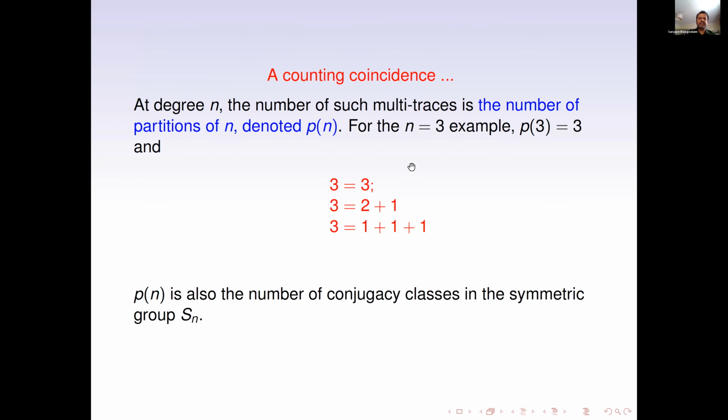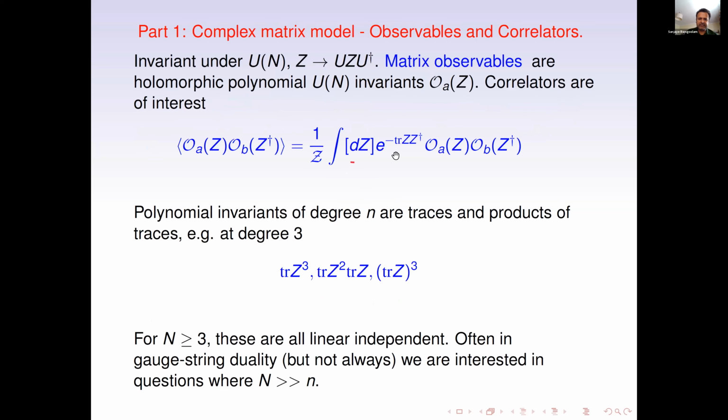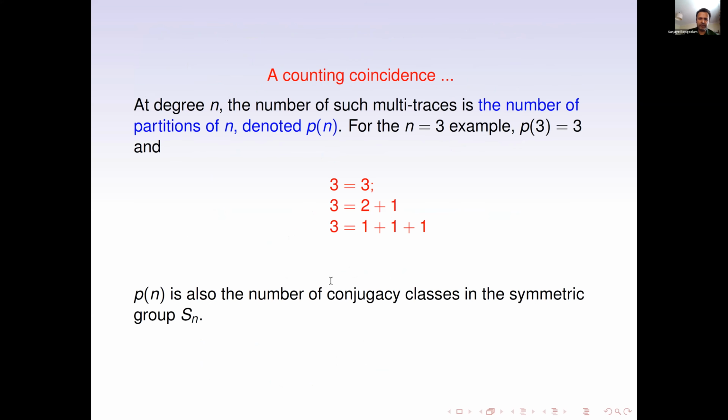So you see an interesting little counting coincidence here. The counting of multi-traces is the number of partitions of n. When you have multi-traces with a total of n Z's, in this case 3 Z's, you are looking at partitions of 3, and for every partition 3 equals 3. Here all the Z's are in a single trace, 2 of them in one trace, 1 of them in another, and so on. So for every partition there is an observable.